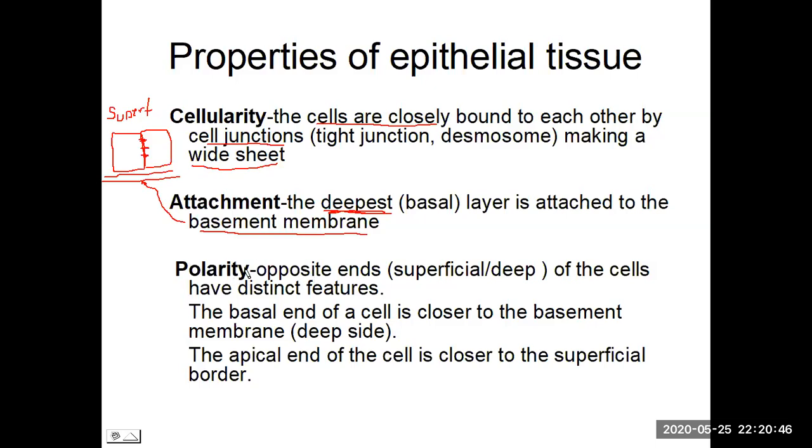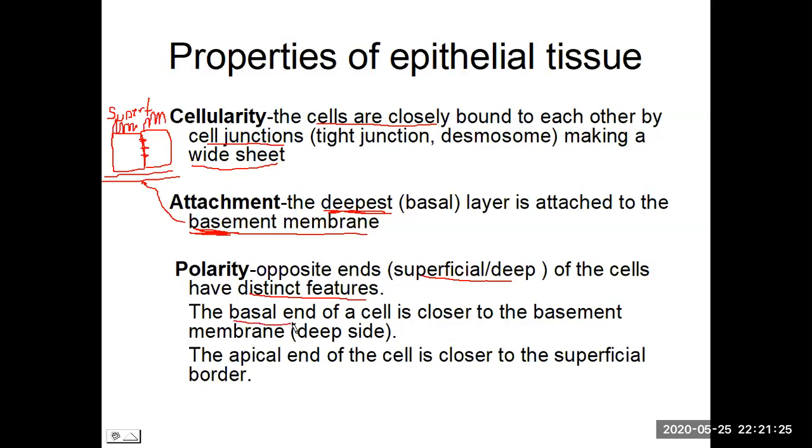Another trait now is polarity. If we look at an individual epithelial cell, the opposite ends, superficial versus deep, have distinct features. So we can still expand upon this sketch here. On the superficial side, we could draw in, for example, some microvilli or some cilia. Certain organelles may be found closer to the surface or deeper, and one example is already here. The basement membrane is only ever found towards the deeper end, and we're just describing that here.